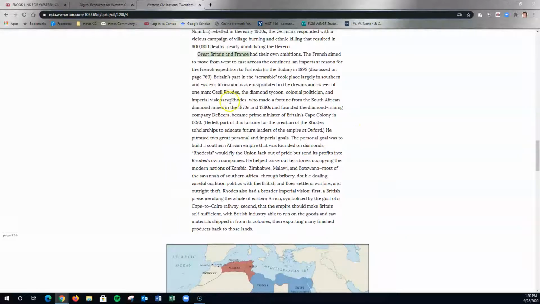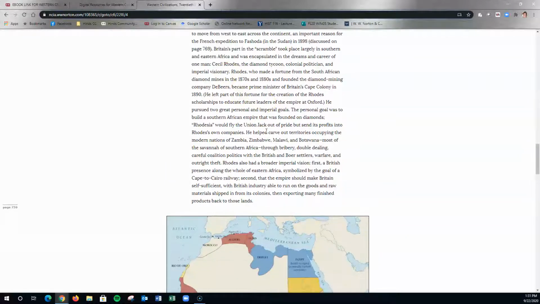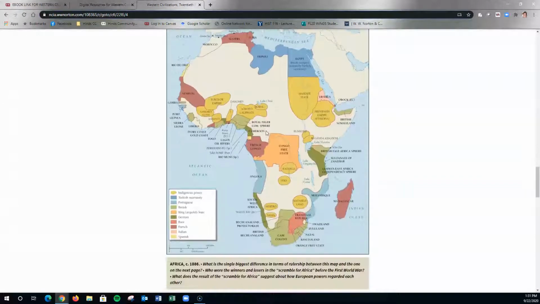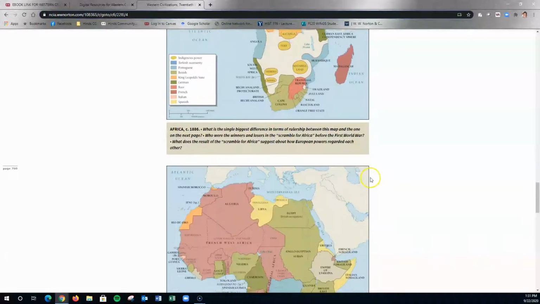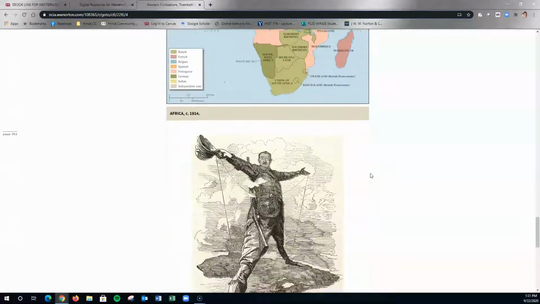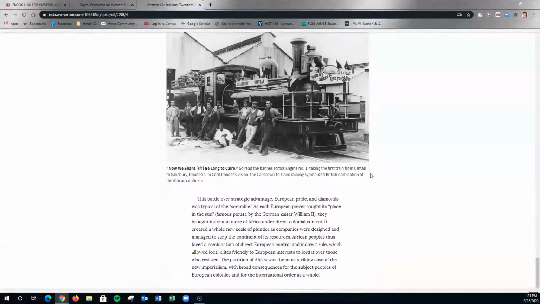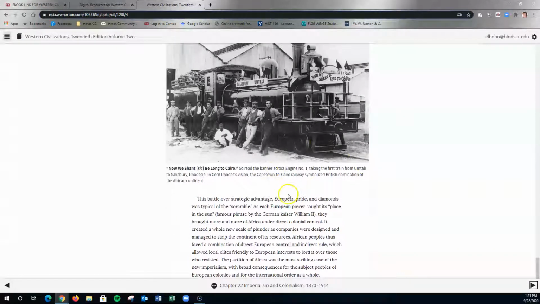And you'll learn about Cecil Rhodes here, and as you move into this area right down here, about Cape Colony and the Transvaal and the Orange Free State. That area becomes a major gold-producing area and a major diamond-producing area, and encourages the British to move in and take control, and it prompts a war later on.